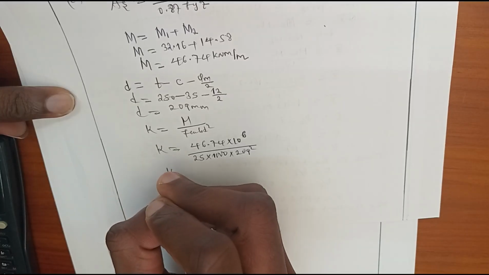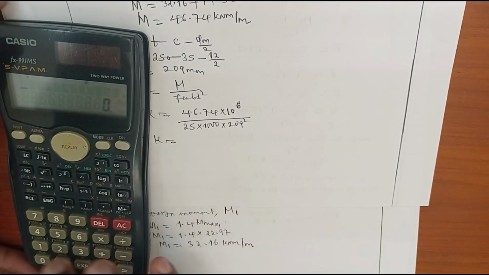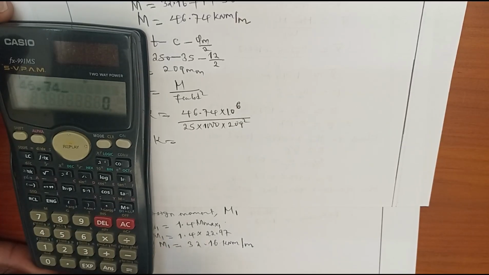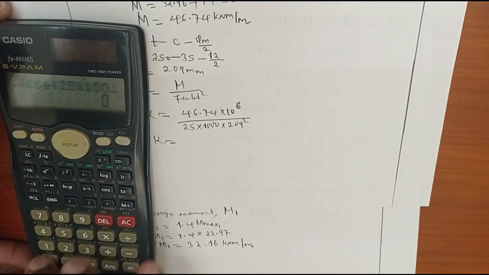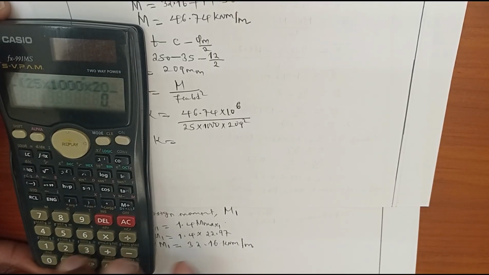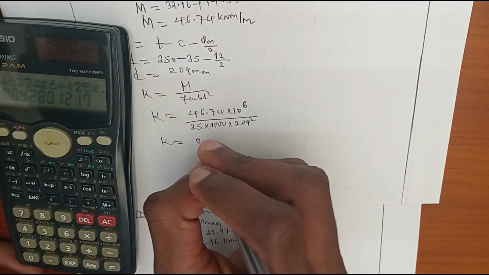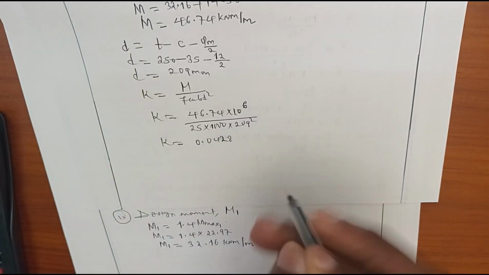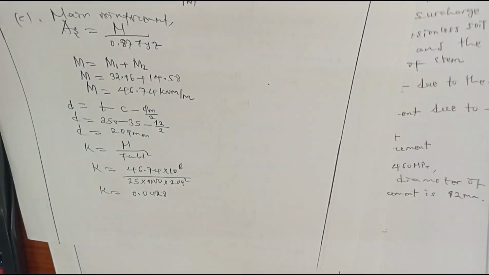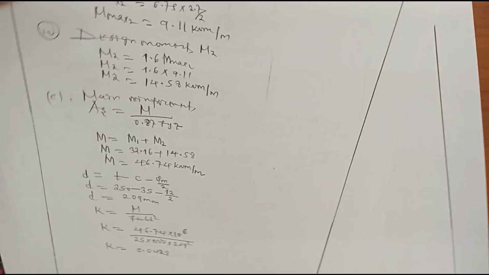squared. Now the value of K will be equal to 46.74 exponent 6 divided by 25 times 1000 times 209 squared. It will be equal to 0.0428. This is the value of K. This value of K will enable us to determine the value of Z.